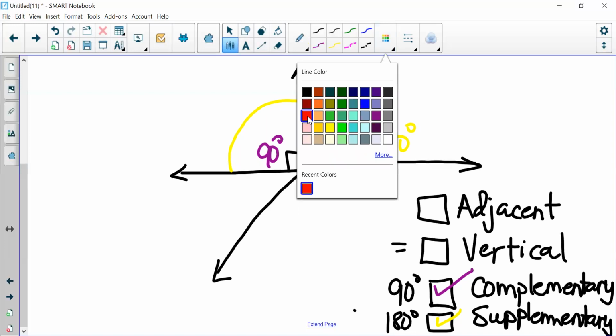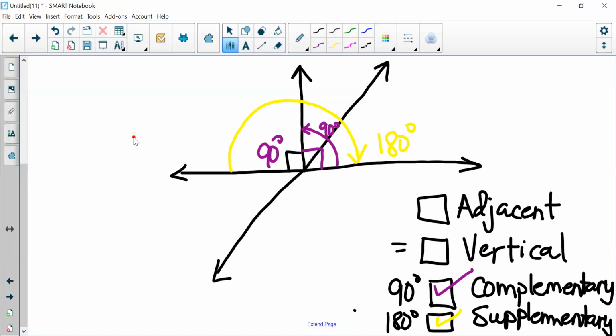Y'all, vertical angles are always going to be opposite each other, okay? You can always tell or figure out the vertical angle by looking at the part that crosses that looks like an X, okay? So your vertical angles in this diagram are here. Now it's hard for me to squeeze them in there, but you got to do. And here, okay?